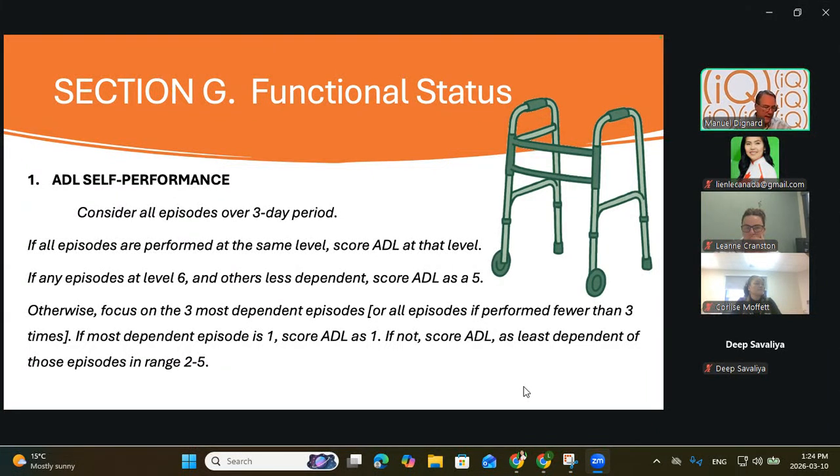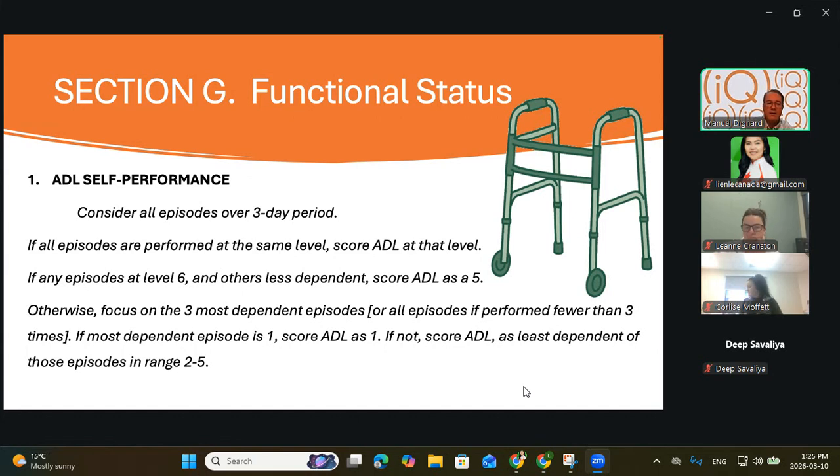So when we're scoring the ADLs, right, we need to consider all episodes over the 3 day period. So we're looking at 9 of them. Okay. And if all episodes are performed at the same level, then you score the ADL at that level. If any episodes are at level 6, and then there's any others that are less, you end up with a 5. We're going to go over this again.